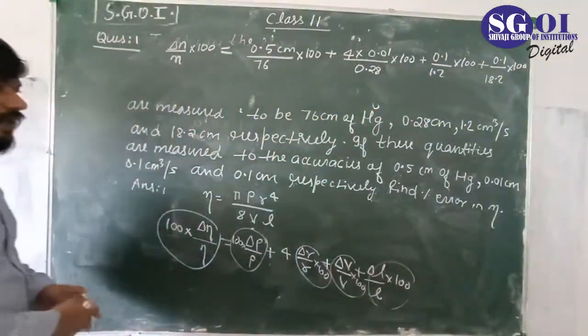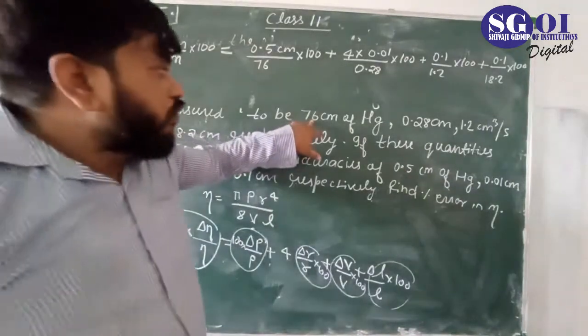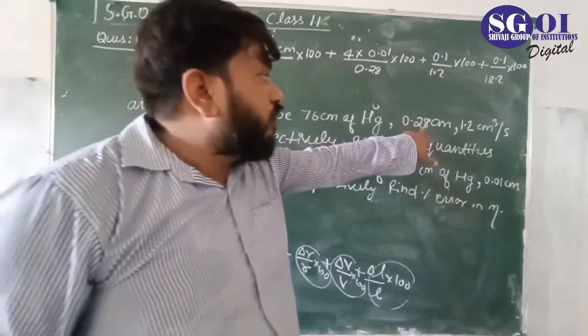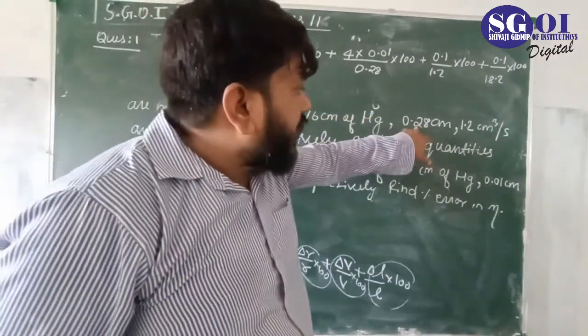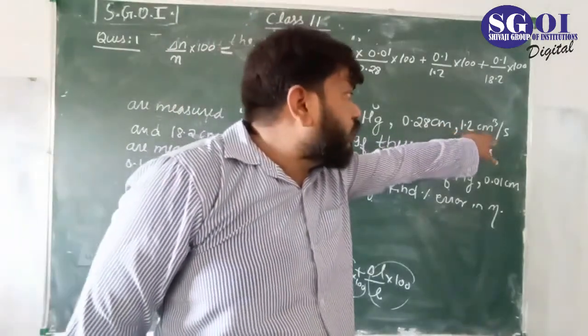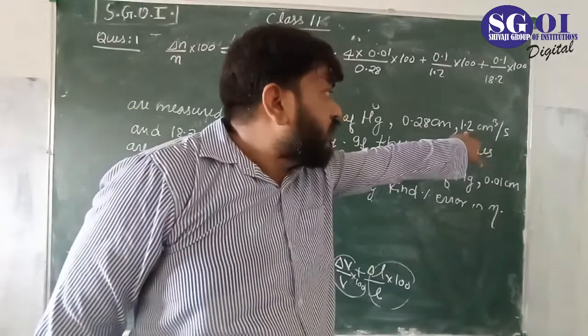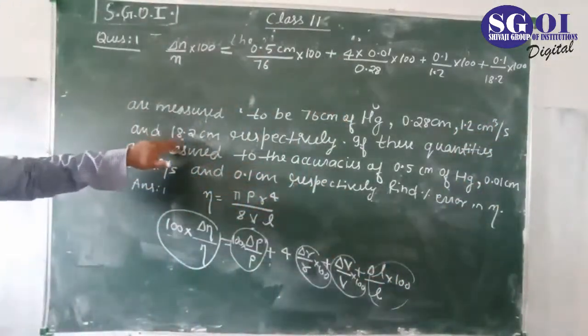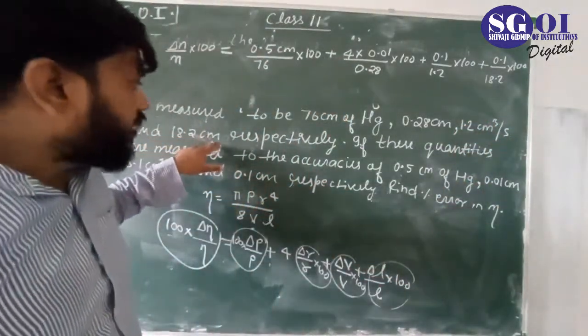So what we have done? We have given the value of pressure as 76 centimeter. The value of this one is radius r. This one is volume per second, 1.2 centimeter cubic per second. And the value of L, length, is 18.2 centimeter, respectively.